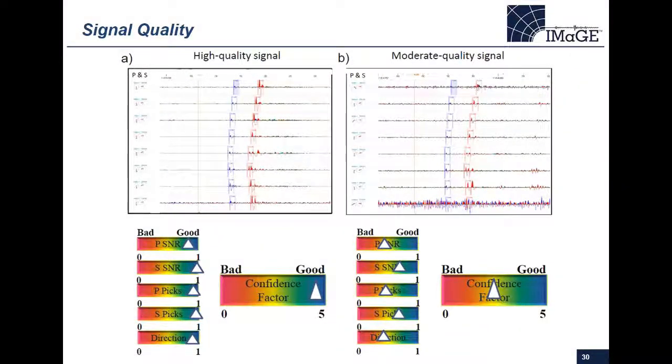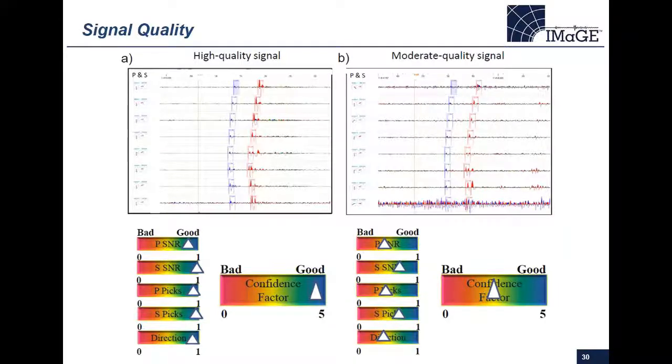One final thing to look at for individual events is the signal quality itself. And most companies, including IMaGE, have an output that they call confidence factor. It's an attribute that we give to each event, on a scale of 0 to 5, with 5 being an excellent event and 0 being a terrible one that shouldn't be located, or is very poorly located. And so you want to look at some of the lower confidence events to make sure that they are being accurately picked and located.